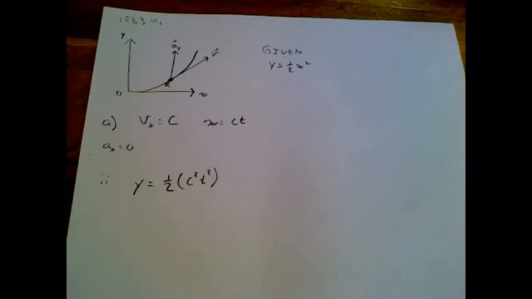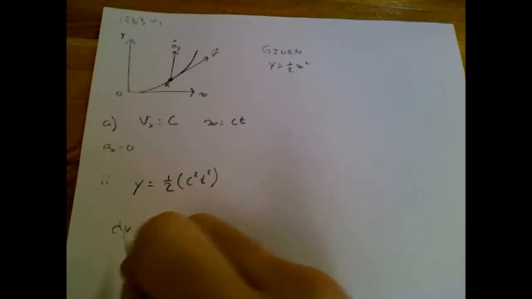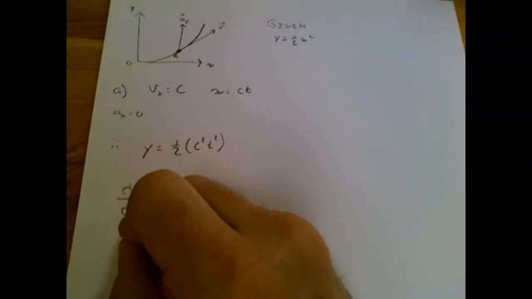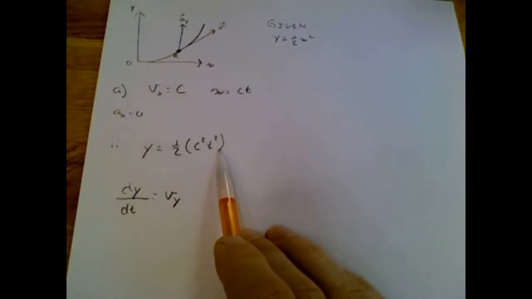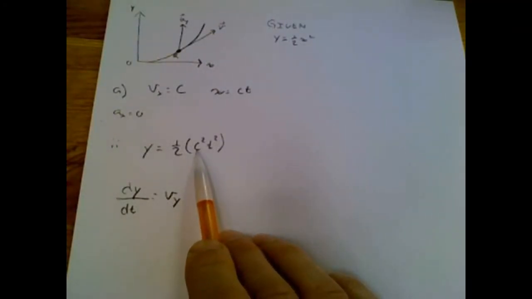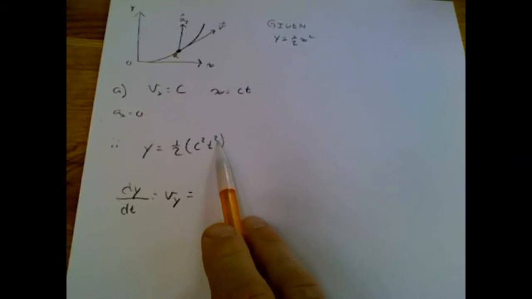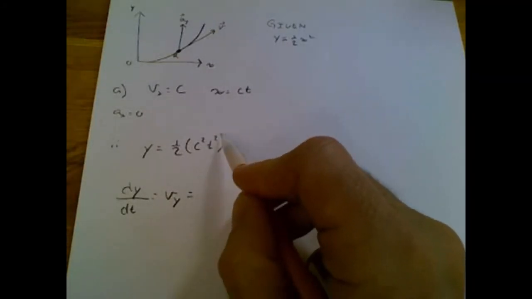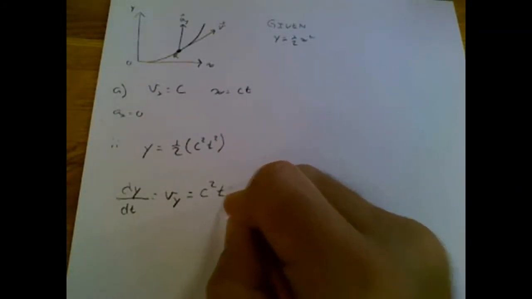Now I'm looking for the velocity. I'm looking for dy/dt, right? Because dy/dt is my velocity. So I can just say that dy/dt is equal to the velocity in the y direction. And how is that helpful? I can easily take this derivative with respect to t. I can probably do this in my head. I know c is a constant, so c squared is a constant. So that stays the same. The derivative with respect to t of t squared is just 2t, so that 2 comes down and cancels out the one half. This is just c squared times t.